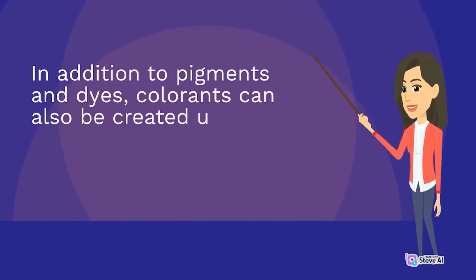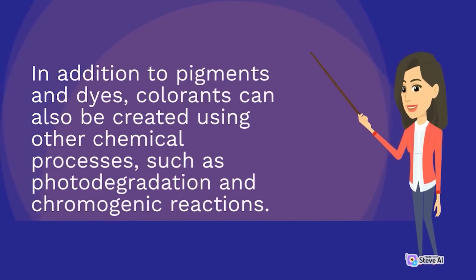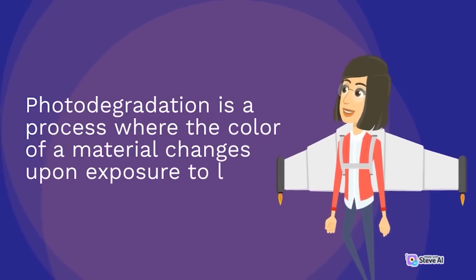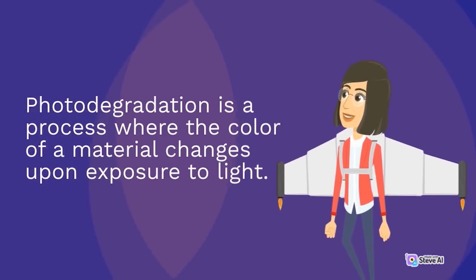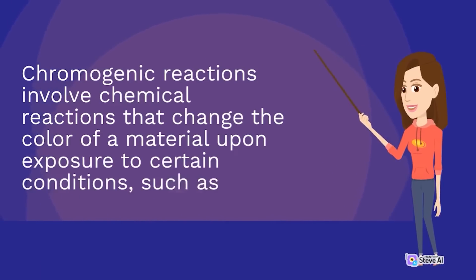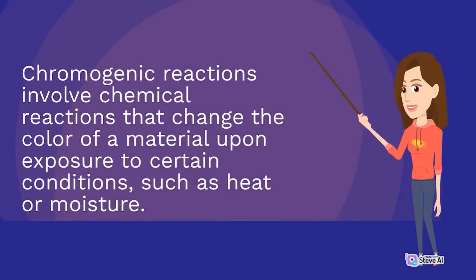In addition to pigments and dyes, colorants can also be created using other chemical processes, such as photodegradation and chromogenic reactions. Photodegradation is a process where the color of a material changes upon exposure to light. Chromogenic reactions involve chemical reactions that change the color of a material upon exposure to certain conditions, such as heat or moisture.